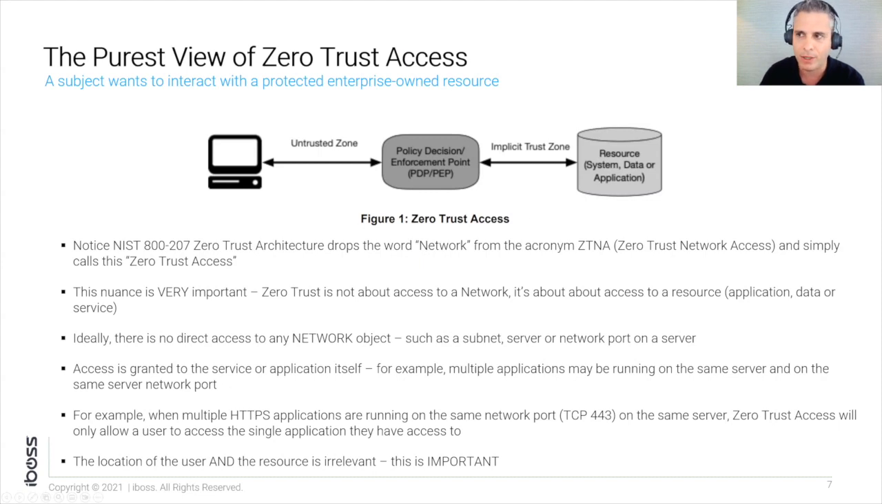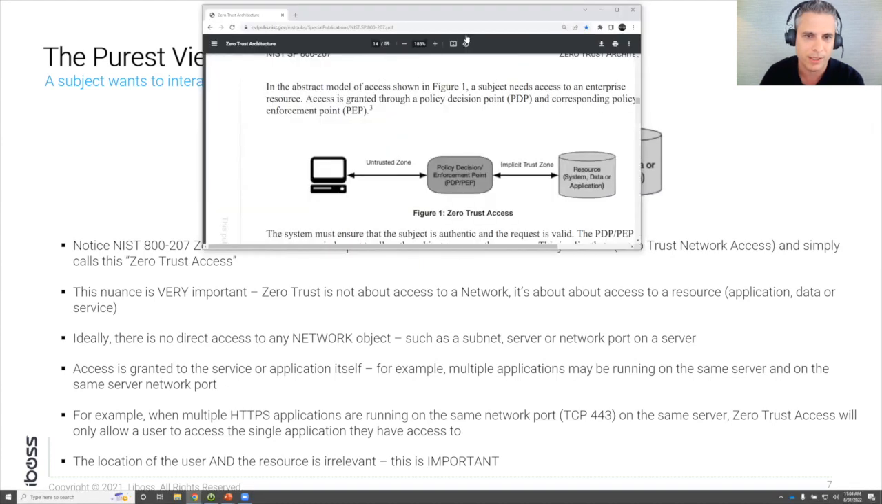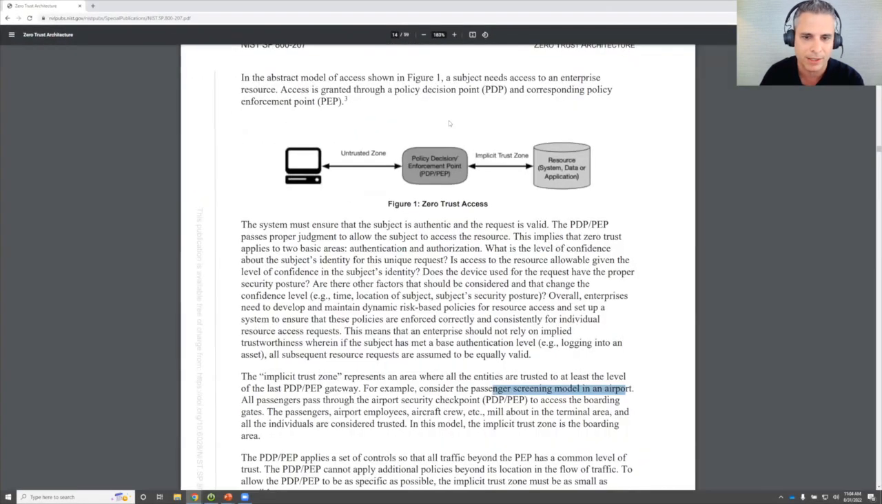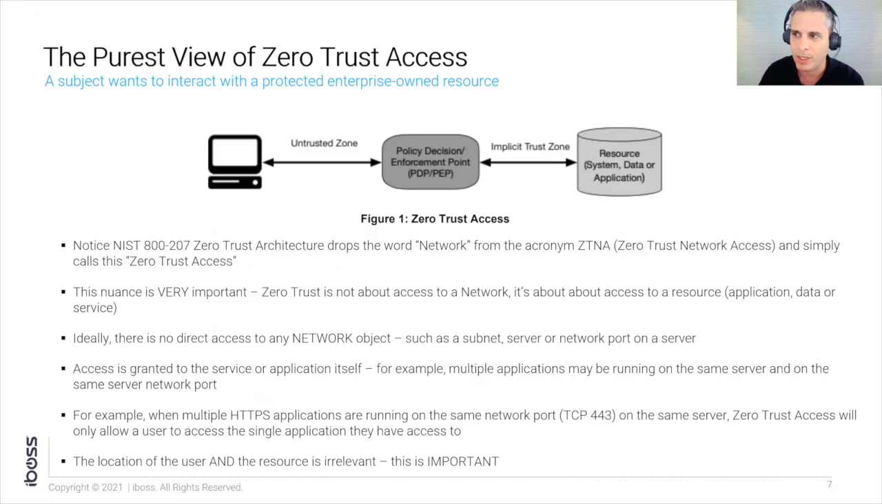One thing that they showed here in the 800-207, which makes this all possible, is this diagram. This diagram in this slide is taken directly from the diagram that they show for Zero Trust Access. In particular, one thing you'll notice about this, which is really subtle, is they drop the word network out of this phrase. So you'll hear terms like ZTNA or Zero Trust Network Access.